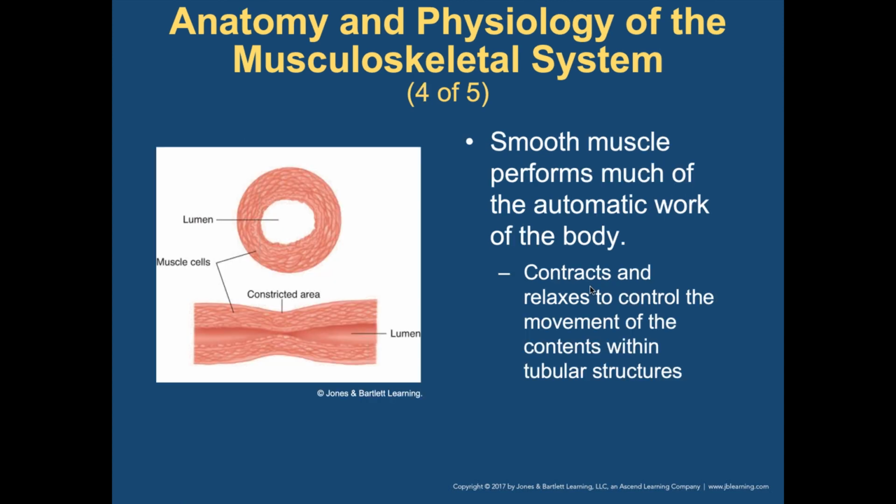All right. Smooth muscles. We're going to tell you how they work now. They're also called involuntary muscles. We talked about that before, that they don't need us to do it. They automatically do it. It's because it's not under voluntary control. Found in the walls of most tubular structures of the body, such as the gastrointestinal tract and the blood vessels. The contraction and relaxation control movement and the contents within these structures.